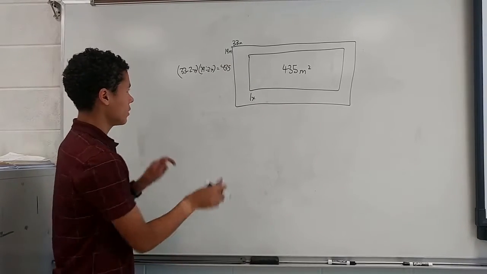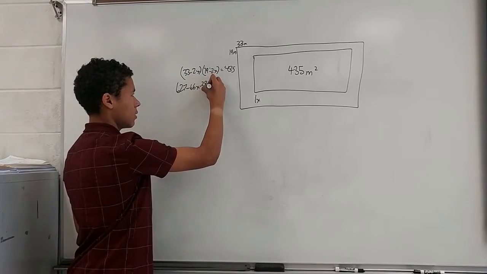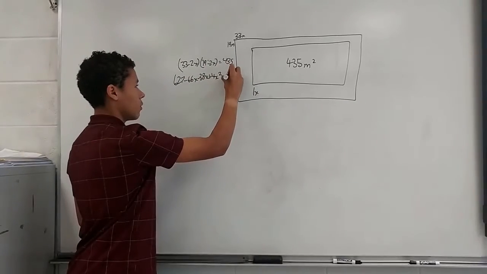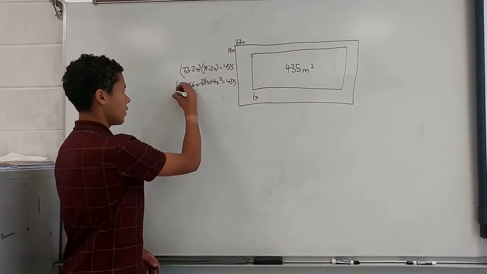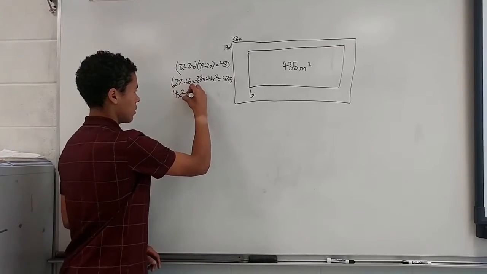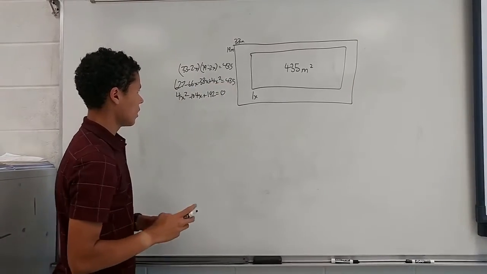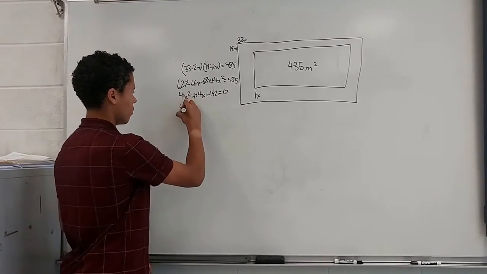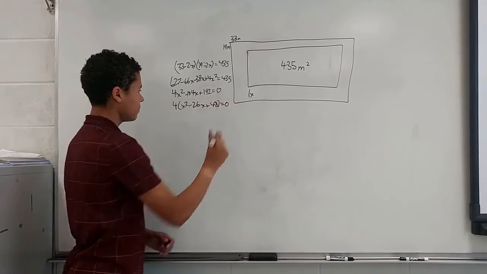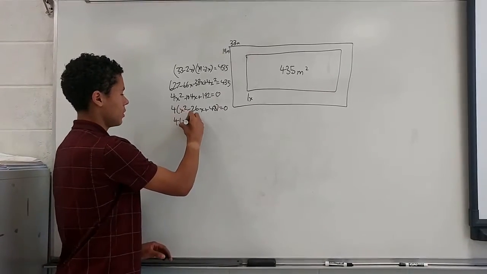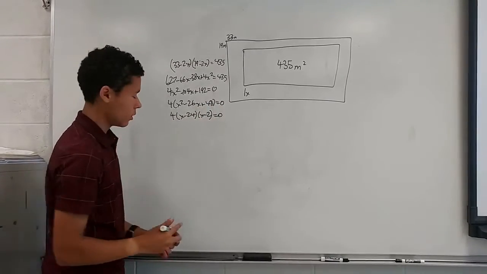From here, you can distribute out this side, and you get 627 minus 66x minus 38x plus 4x squared is equal to 435. Simplifying and moving everything over to one side leaves you with 4x squared minus 104x plus 192 is equal to 0. From here, you can factor out the 4, and you get 4 times x squared minus 26x plus 48 is equal to 0. You can factor it further into 4 times x minus 24 times x minus 2 is equal to 0.